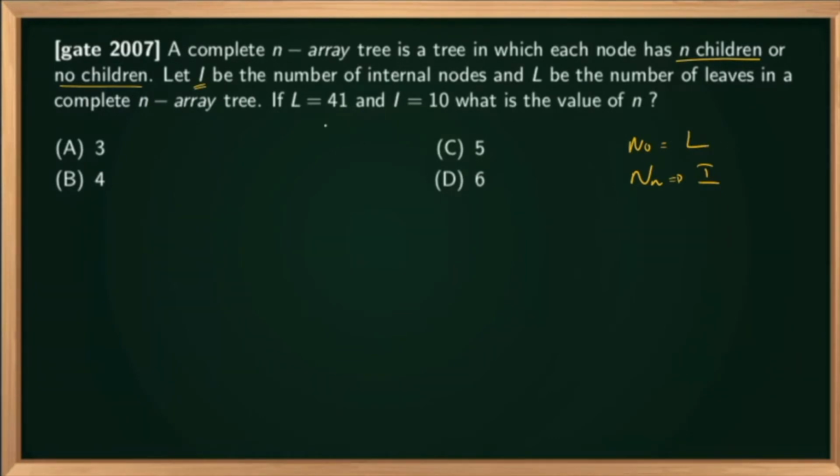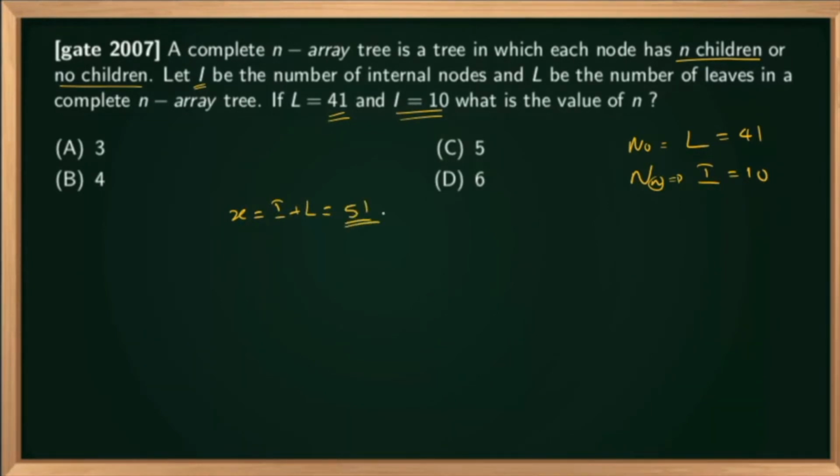Now they're asking for a particular case where L is equal to 41 and I is equal to 10. We have to find the value of n. We know that the total number of nodes, let me call it X, should be equal to N0 plus Nn, that is I plus L, which is 41 plus 10, that is 51.